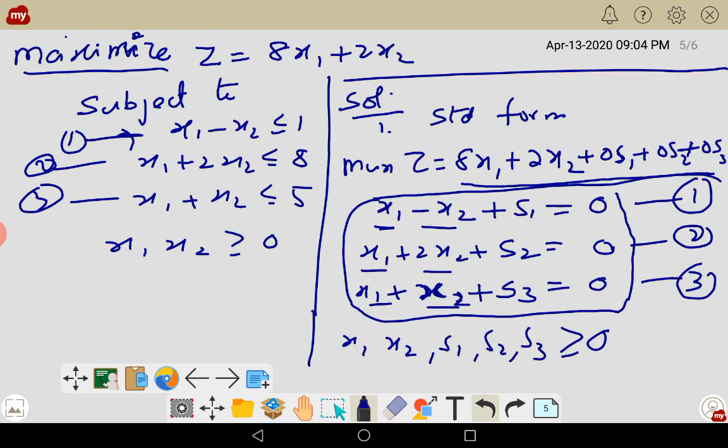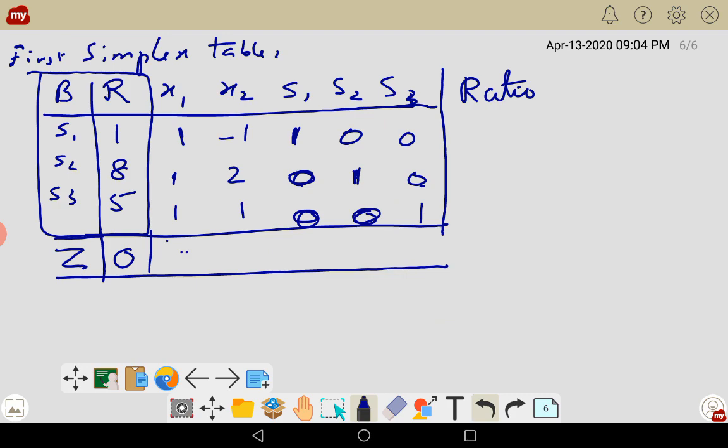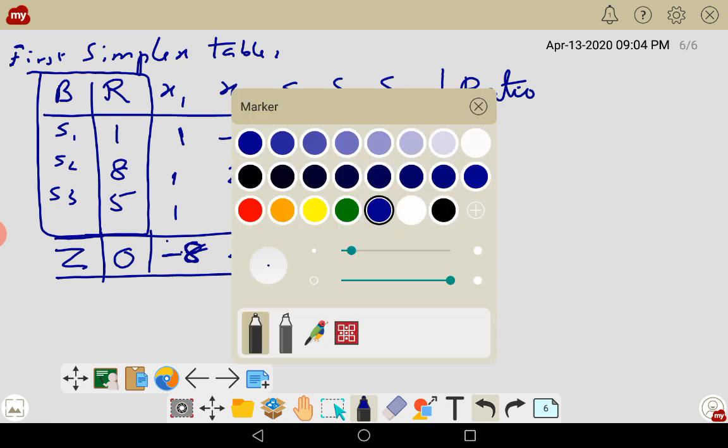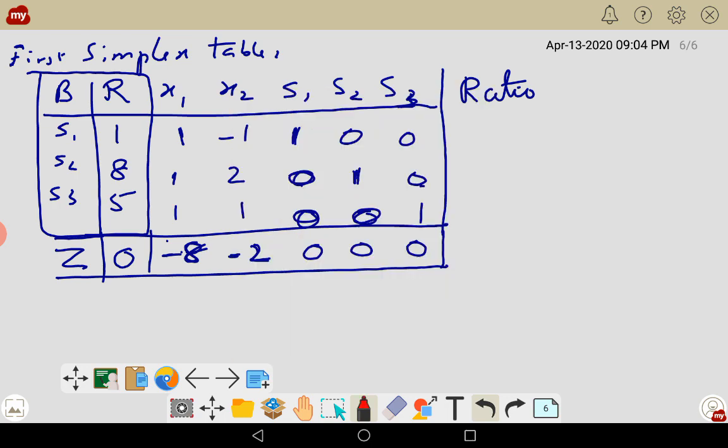Where is z? Go back to the objective function: 8x1, 2x2, 0, 0, 0. 8 and 2 in negative sign: negative 8, negative 2, 0, 0. So we write the coefficients of the objective function in negative sign. Now identify the indicators; the z row's elements are called indicators. We repeat the process until we get all the values of the z row non-negative.